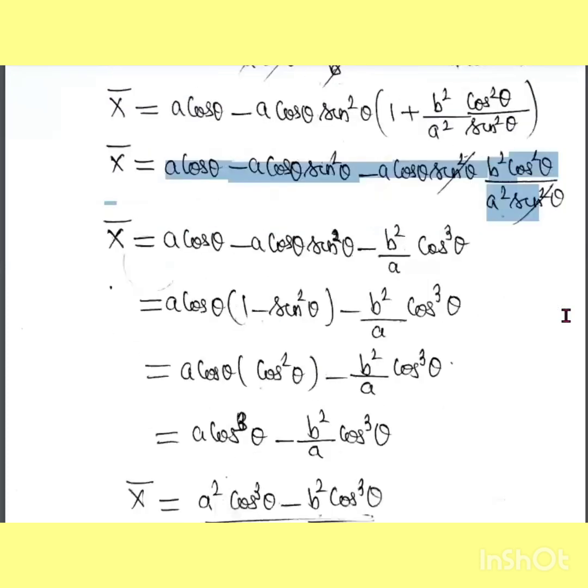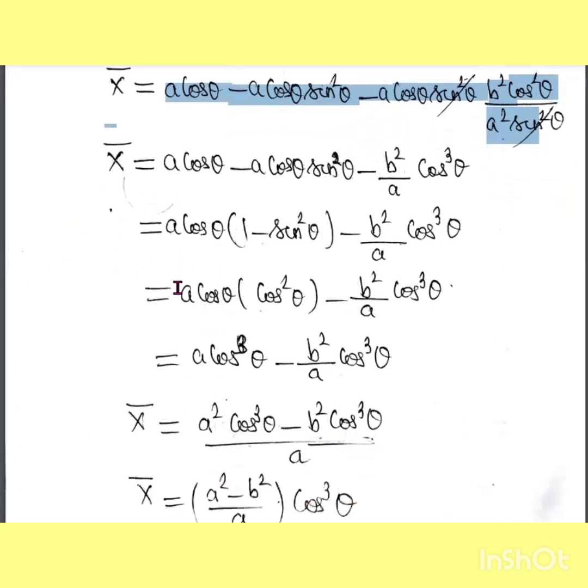Therefore x bar is equal to a cos theta minus a cos theta into sin square theta minus b square divided by a, because a divided by a square cancelled, so there will be 1 by a. So minus b square by a cos cube theta. So a cos theta minus a cos theta sin square theta can be written as, right?